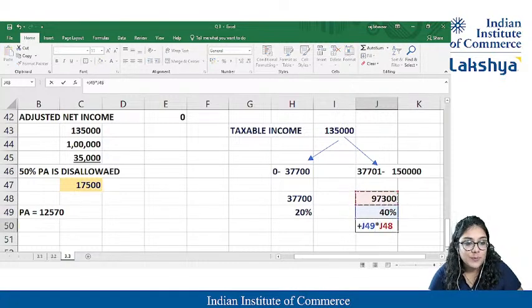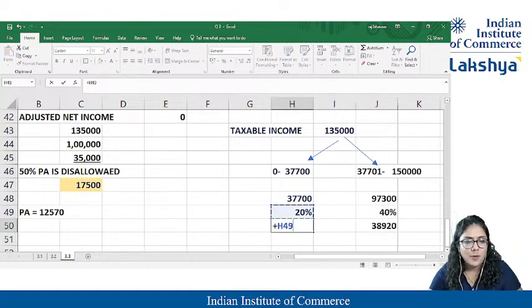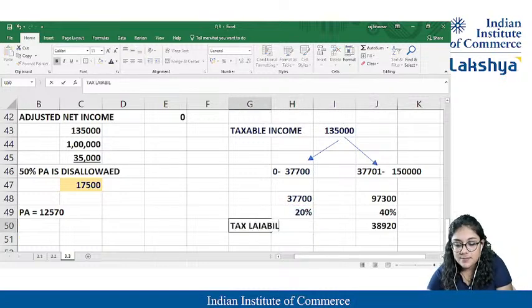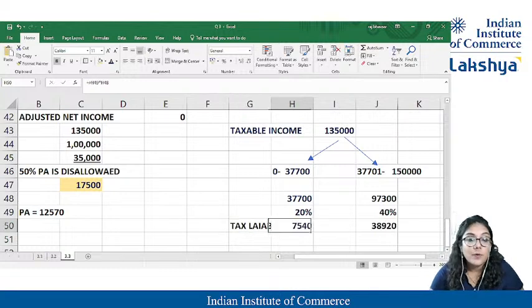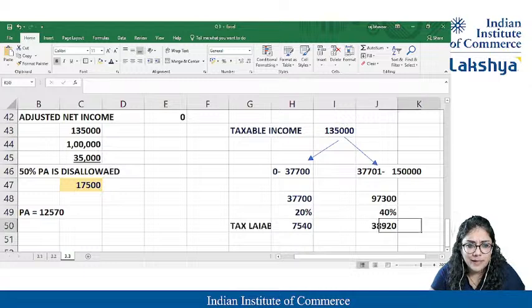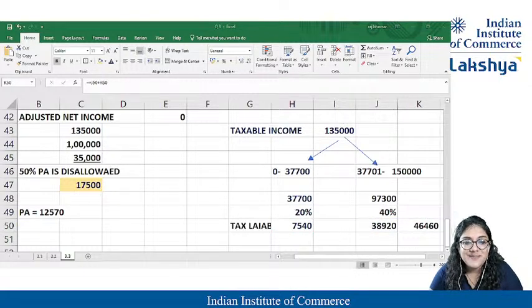If I just take my total, don't you think I'll get my taxes? Yeah, obviously. So my tax liability will be this. Is it only this much, or is there something else you have to add? If I take the total, my liability over here is going to be 46. Just give me a minute. 46460. So we are getting 46460 as my tax liability, which we got very easily.